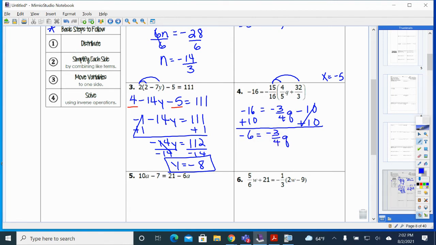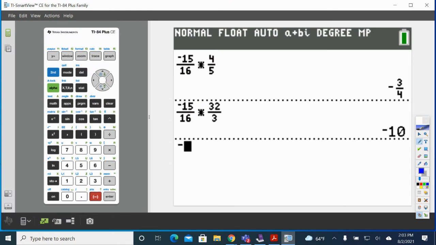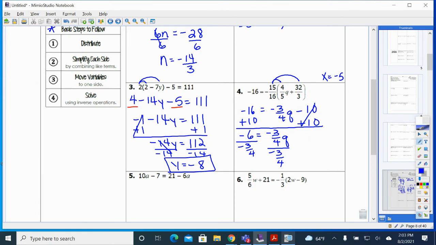And then most of you are probably going to divide by the negative 3/4. So negative 6 divided by negative 3/4. Negative 6 divided by alpha y equal negative 3 over 4. And we get a positive 8. So q equals 8.